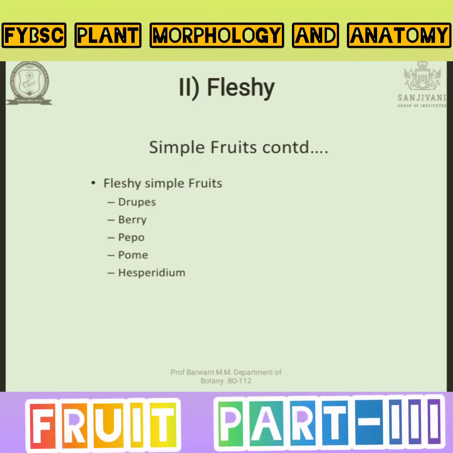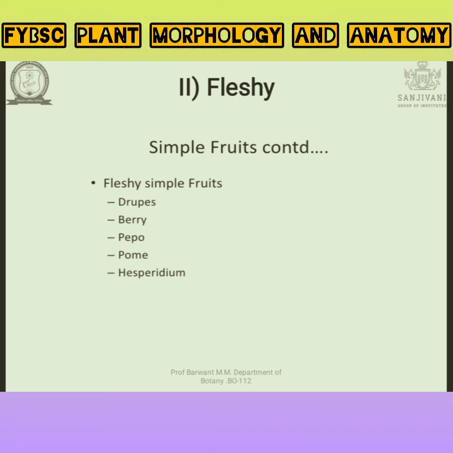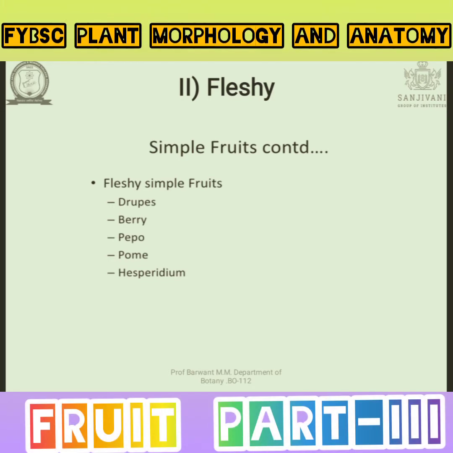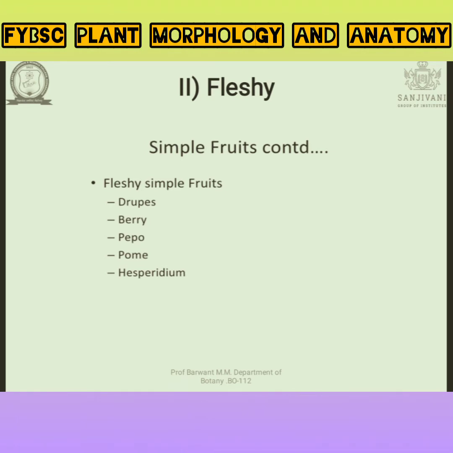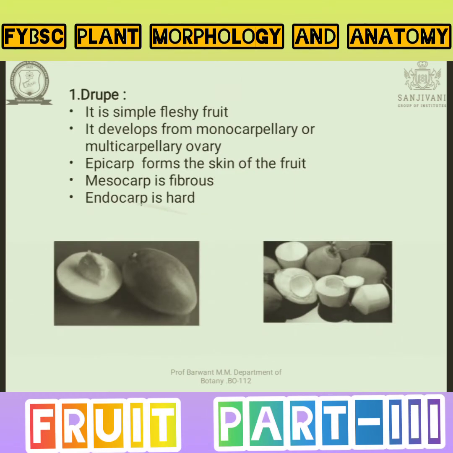The fleshy fruits are classified into five types: first drupe, berry, pepo, pome, hesperidium. Those are the five types of fleshy fruit.